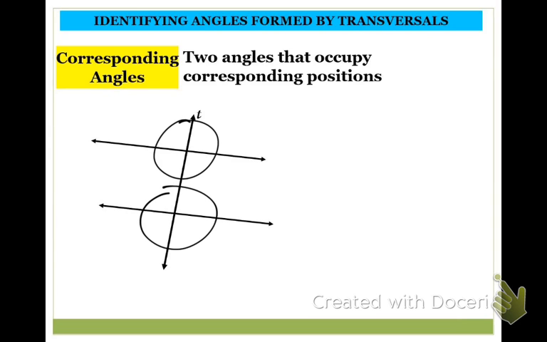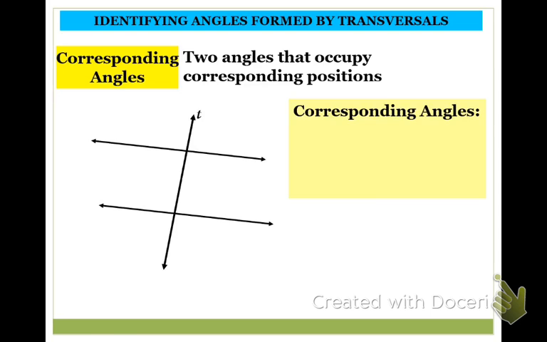Corresponding angles have the same spot in the intersection. So here is the top left, okay? It will correspond with the top left in the bottom. So you will label them 1 and 5, because they are both in the top left, top of this line, left of this one. Top left, that makes them corresponding. So I would write that on your paper. You can use the numbers, it doesn't necessarily matter. So 1 and 5.